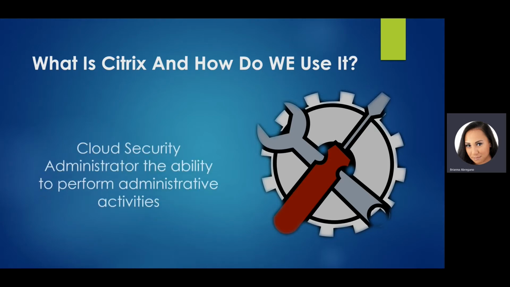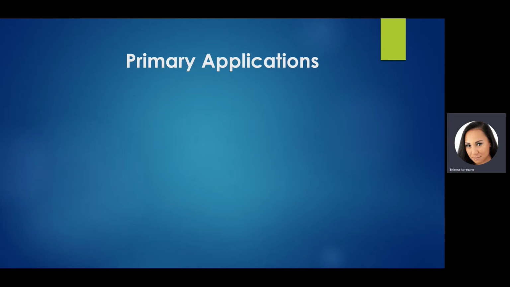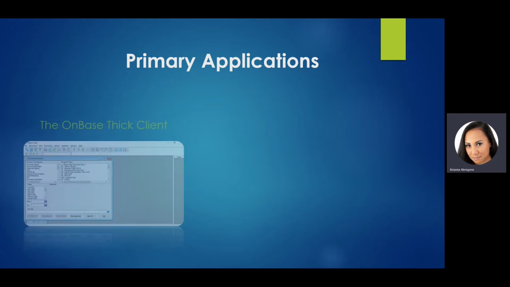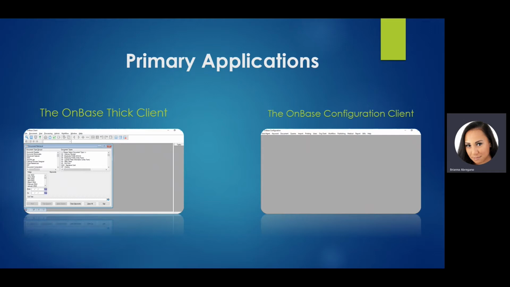The Citrix environment is intended to provide only the OnBase CSA, our cloud security administrator, the ability to perform administrative activities in a Highland cloud solution. The primary applications that are provided through Citrix and that must run locally in the Highland cloud are the OnBase Thick client and the OnBase configuration client. Please know that the diagnostics console is also available through Citrix.